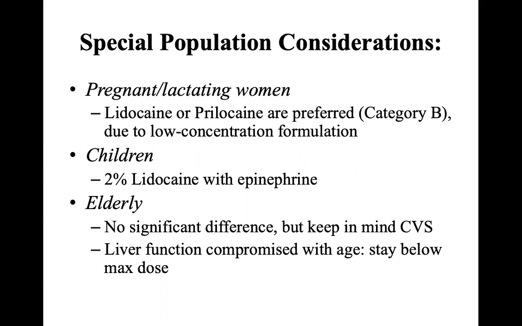With the elderly population, there is no significant difference in administering local anesthetics to regular healthy adults or elderly patients, but it's important to keep in mind that this population is at higher risk for cardiovascular issues. So you want to minimize the vasoconstrictor where necessary. And elderly often have some sort of liver function compromise. It's just natural as you age. So it's important to stay below the maximum dose to avoid toxicity.